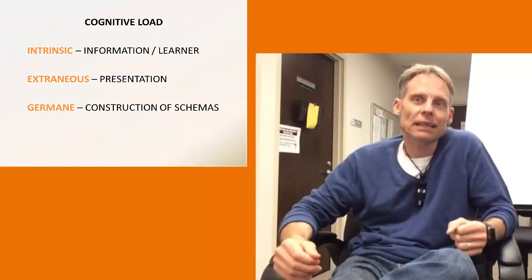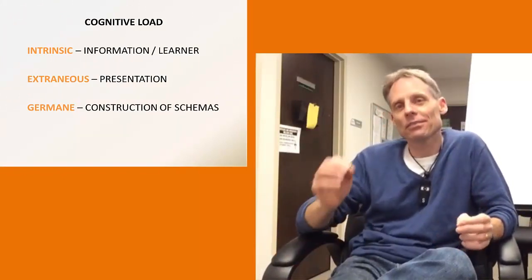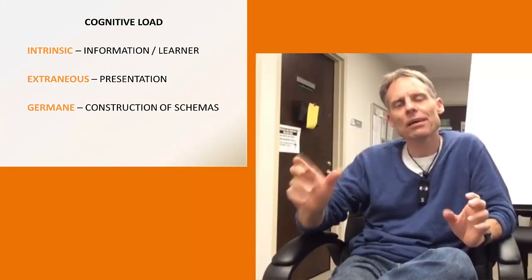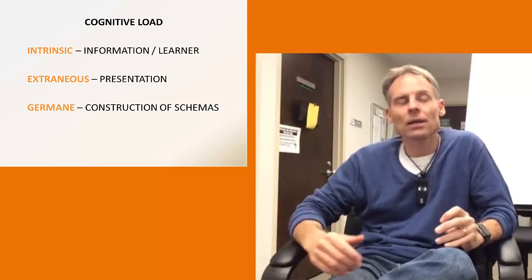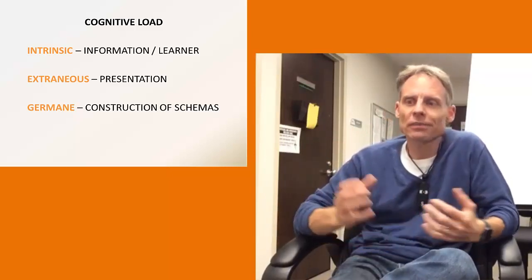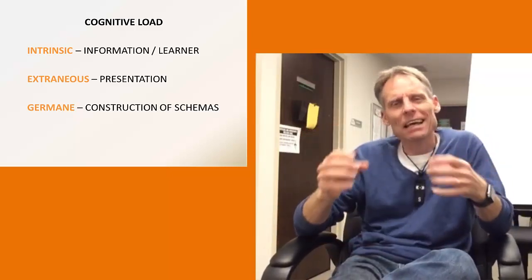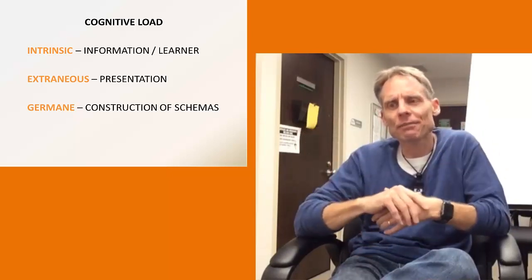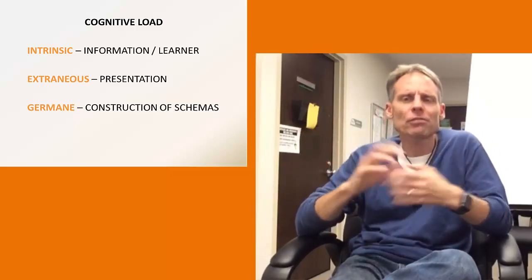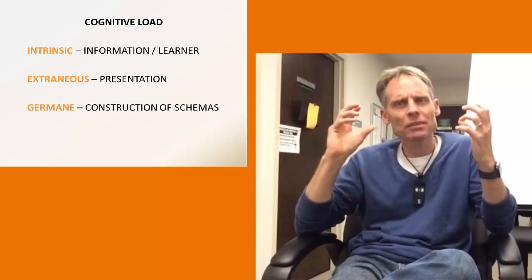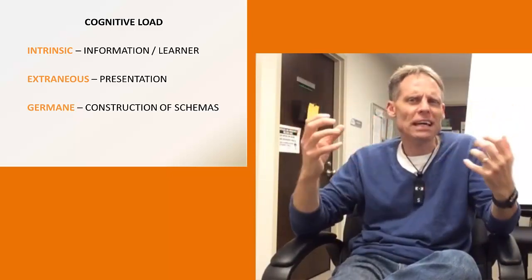To implement this, cognitive load theory has distinguished between three types of cognitive load. We have the intrinsic cognitive load. This has something to do with the complexity of information: the number of elements or chunks of information that a student would have to process simultaneously in order to understand the material.